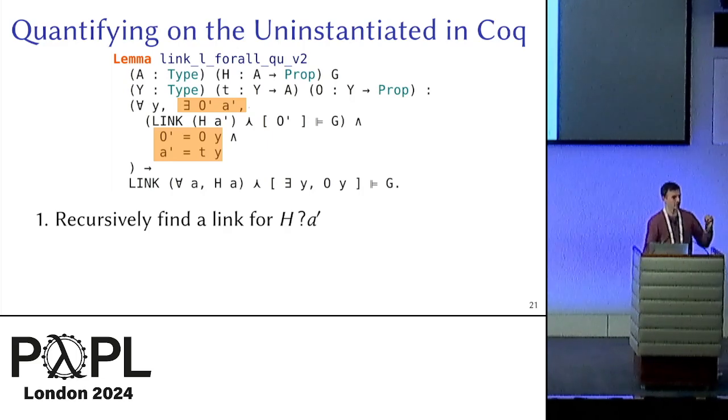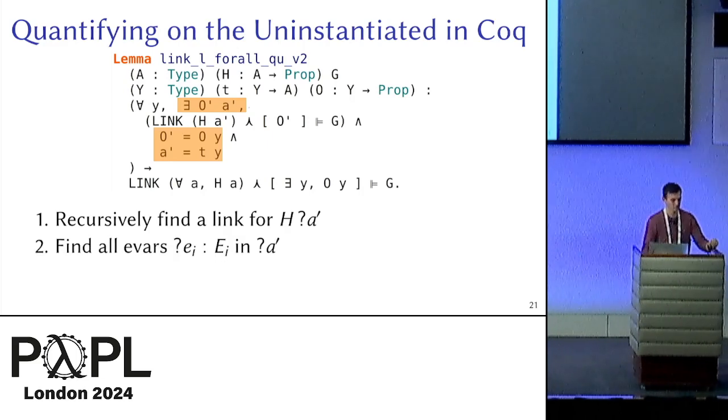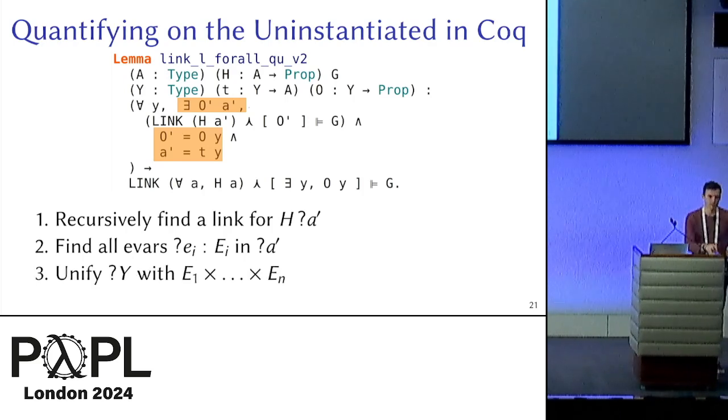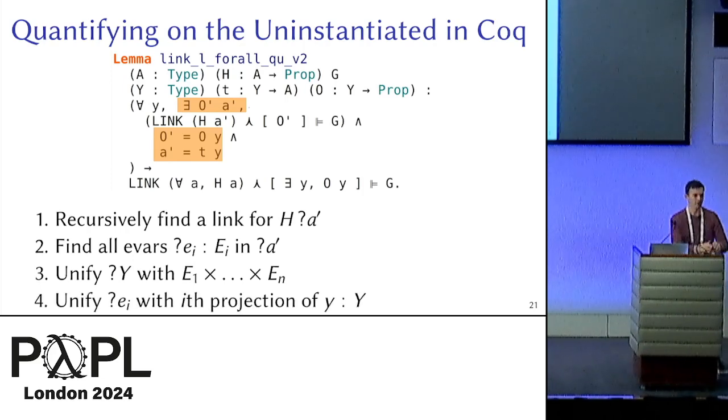Then, when we're proving these equalities, what we can do is find all the evars that occur in this term. We look at the types of these and say, well, big Y, which is still an evar, a type, is just going to be the product of all the types of these evars. And then we can say these evars are just projections of little y. So we're saying, all those evars you found, we were quantifying on them all along, retroactively making the right quantification.